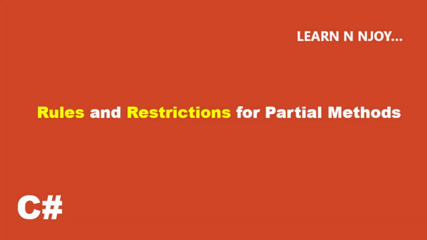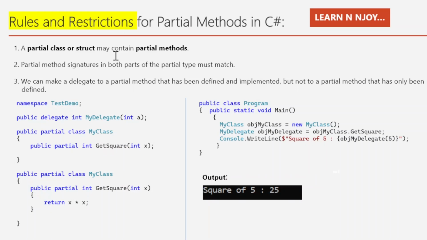Rules and restrictions for partial methods. Here we'll see what rules and restrictions we need to follow while writing partial methods. Number 1, a partial class or a struct may contain a partial method. So this partial method can be written either in a partial class or a struct. That's what this first statement is talking about.